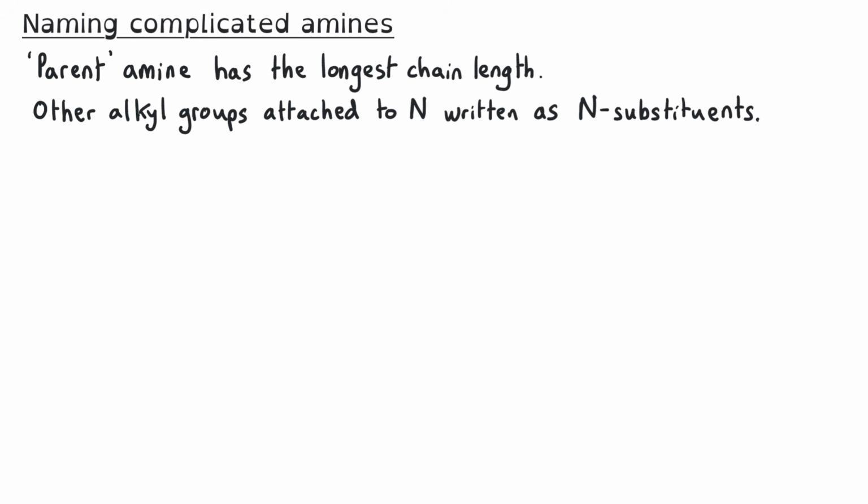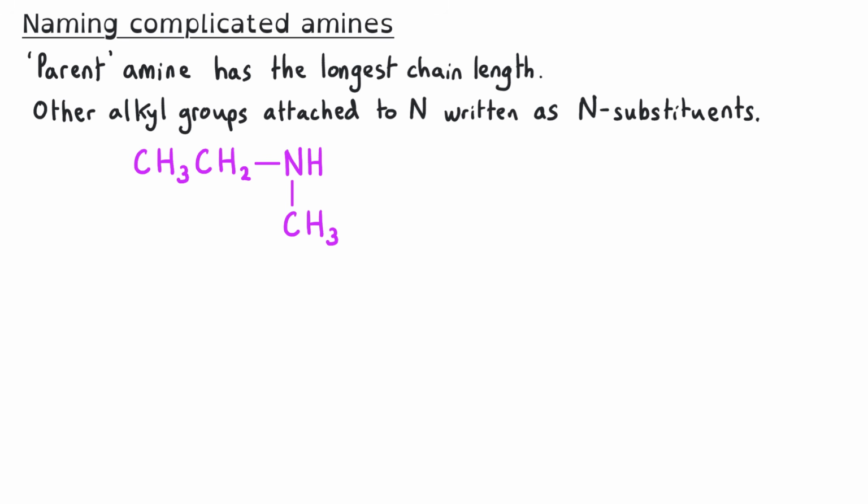Things get a little more complicated when the groups attached to the nitrogen atom are different. In these cases, we need to show which of the groups are directly bonded to the nitrogen by using the prefix N as a position indicator.